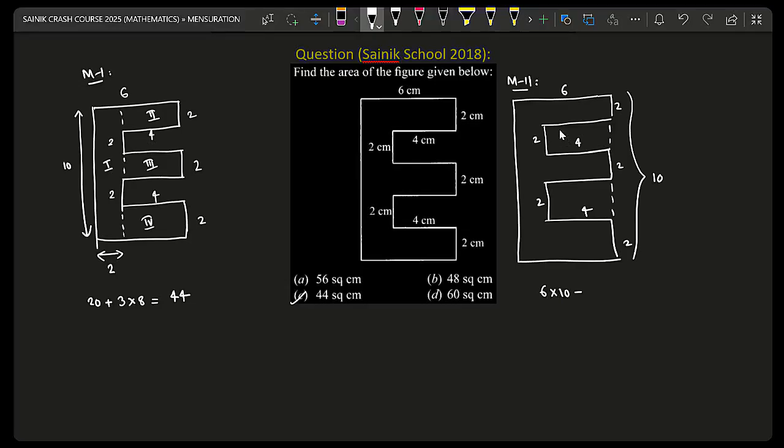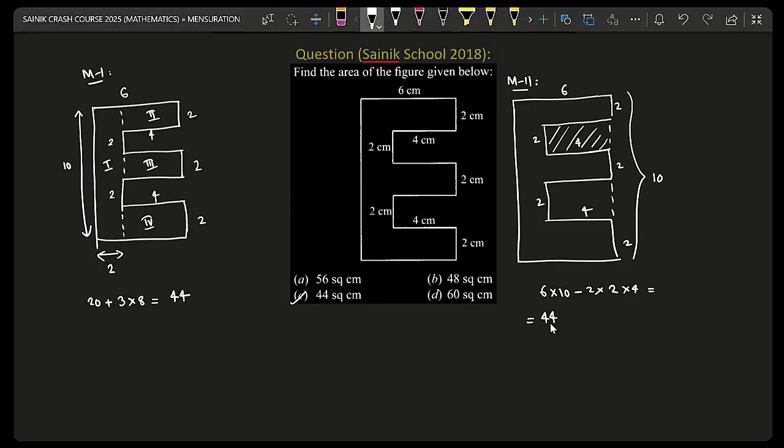4 into 2. This one we have to multiply and subtract, right? Sir, 2 into 4. How many do we have? 2 we have. 2 into 2 times. So the answer is 60 minus 16. 60 minus 16, how much? 44, sir. Yes, 44. So either we can solve it in method number 1 or method number 2.